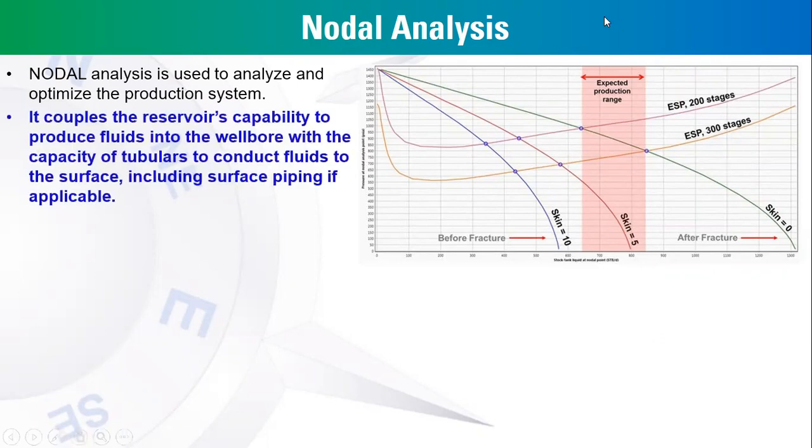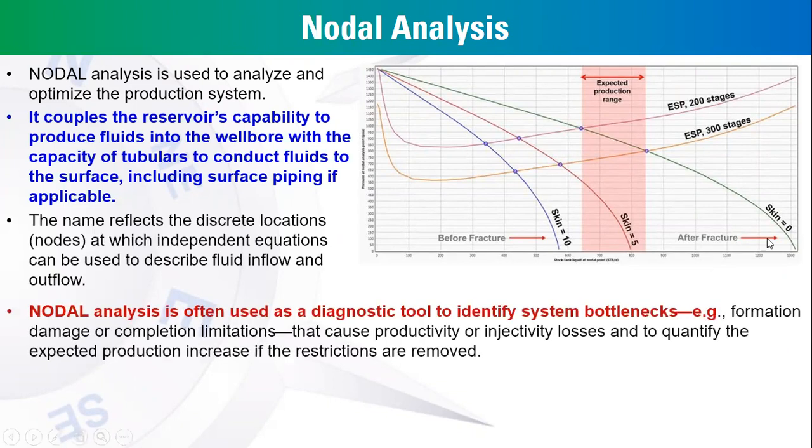Simply, it covers the reservoir capability to produce fluid, which is the inflow performance relationship, IPR, and also the wellbore model, or well model, which is related to the well and the completion capability to transfer and transmit fluids from the bottom of the well to the surface, including the surface network constraints. So in nodal analysis, as the name implies, we have specific locations or nodes in the production system, and for every node we can solve the mass balance equations to predict the system performance.